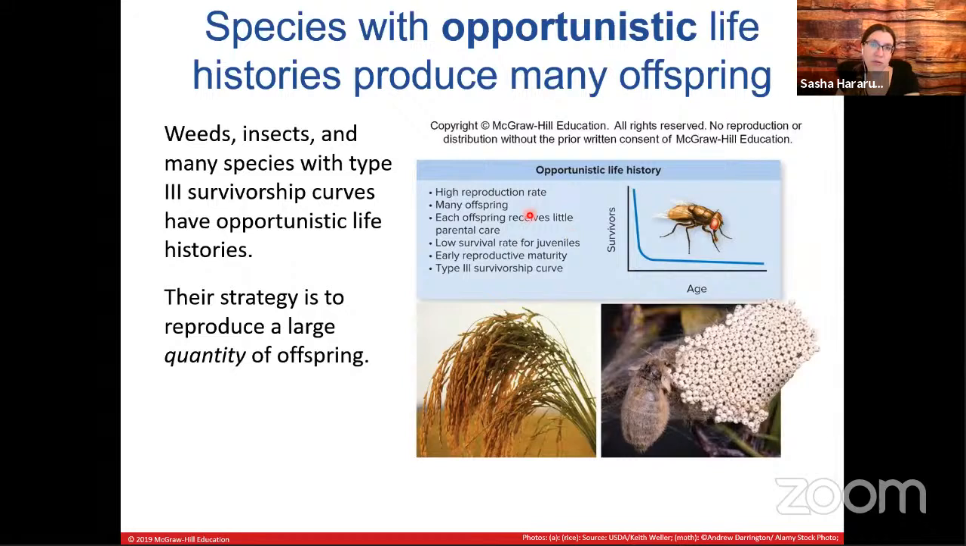So here are the properties that are characteristic for opportunistic life history. There's a high reproduction rate that I've covered extensively. There are many offspring. Each offspring receives little parental care. There are low survival rates for juveniles, early reproductive maturity, and a type 3 survivorship curve.